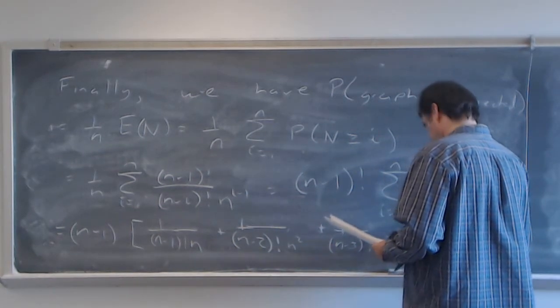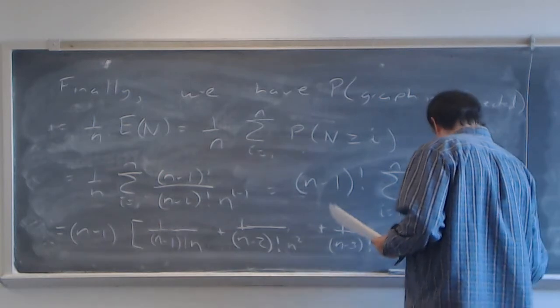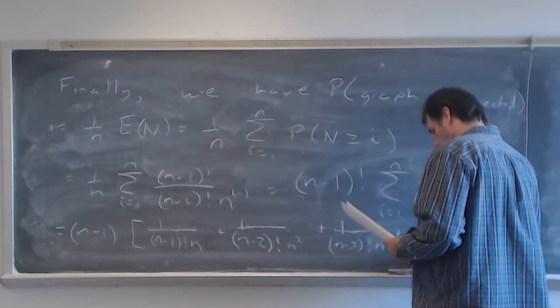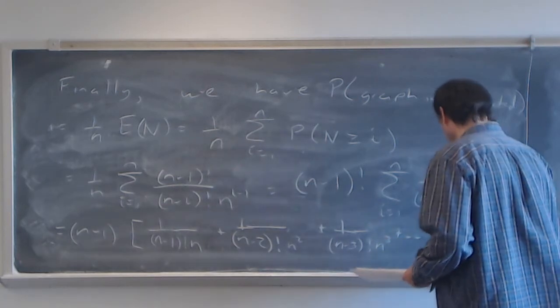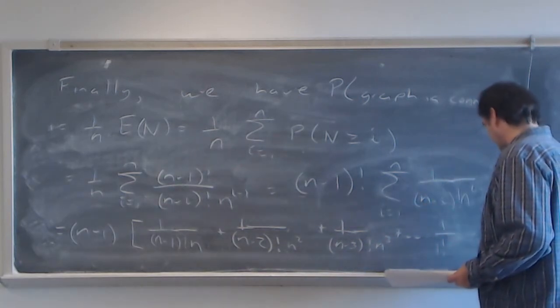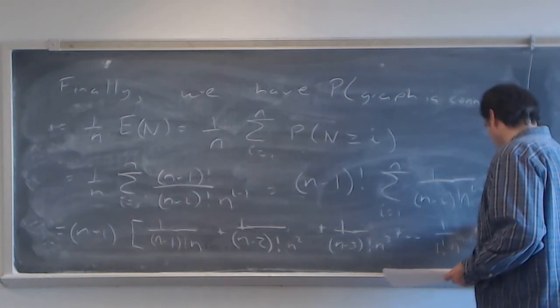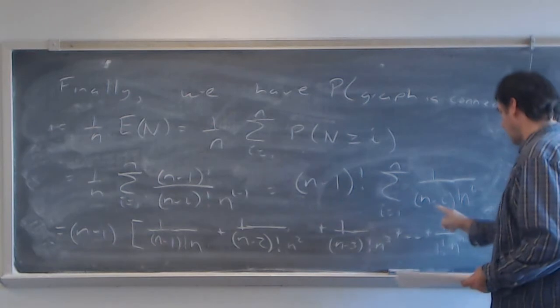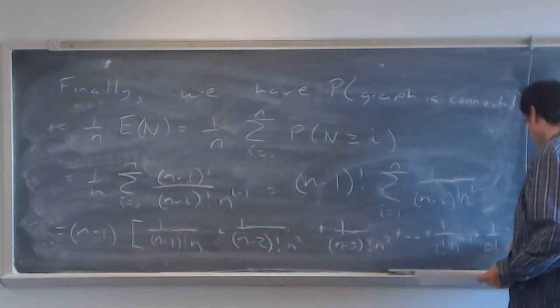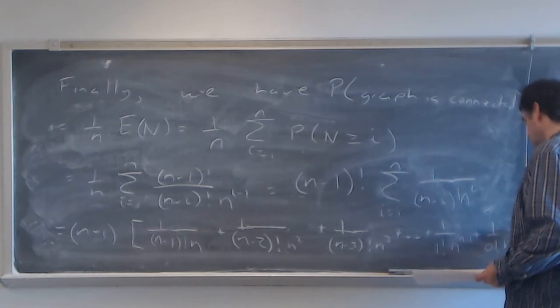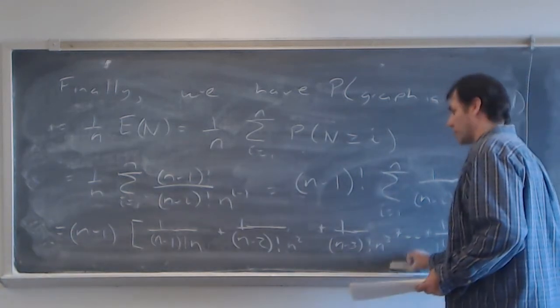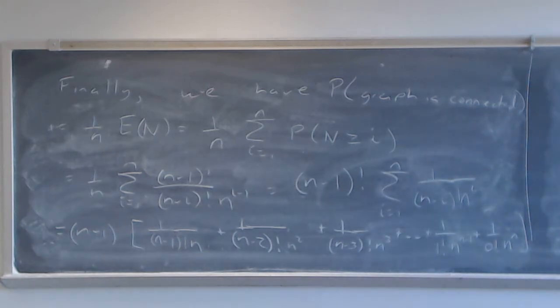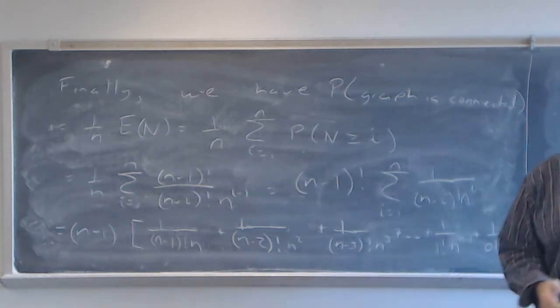okay, the next to last term, excuse me, is 1 over 1 factorial, so i equal to n minus 1, over n to the n minus 1, plus the last term, when i is equal to n, 1 over 0 factorial, n to the n. Okay, we're going to rewrite this in a different order, just flip the order, so we get just a nice representation of our answer. That's all. We're essentially done.